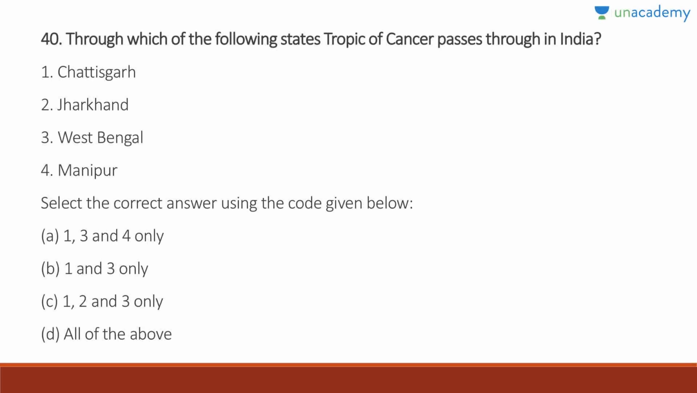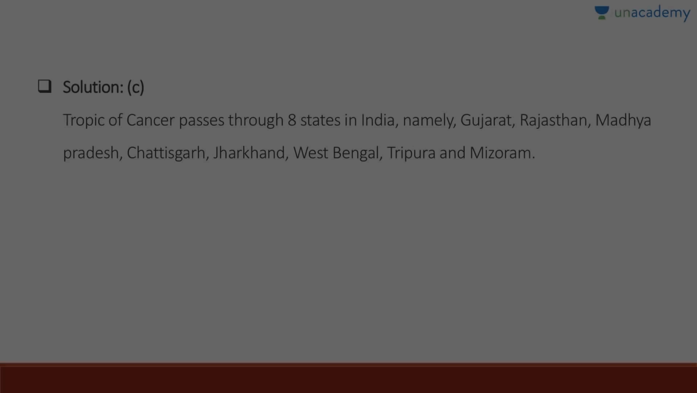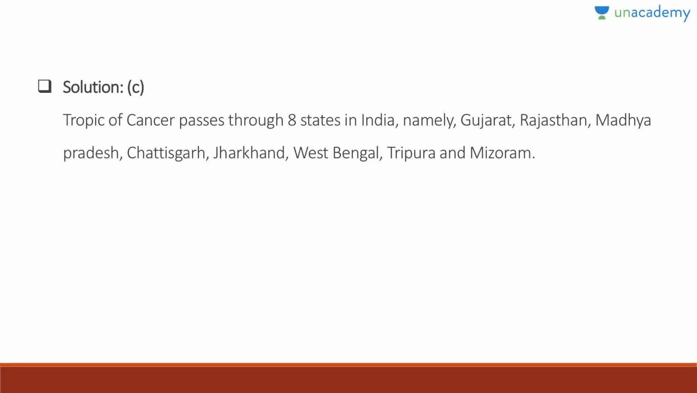Question number 40. Through which of the following states Tropic of Cancer passes through in India? Tropic of Cancer basically passes through Chhattisgarh, Jharkhand and West Bengal. So these are the states through which the Tropic of Cancer passes. Other states include Gujarat, Rajasthan, MP, West Bengal, Tripura and Mizoram. So answer here is C, that is 1, 2, 3, that is Chhattisgarh and Jharkhand and West Bengal. So remember all the 8 states: Gujarat, Rajasthan, MP, Chhattisgarh, Jharkhand, West Bengal, Tripura and Mizoram.